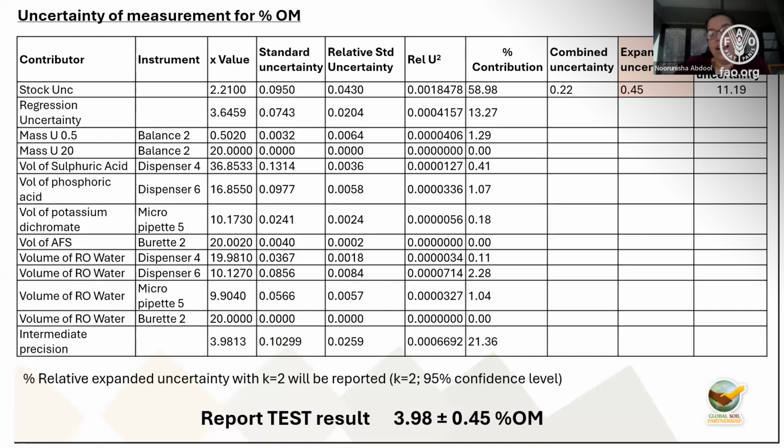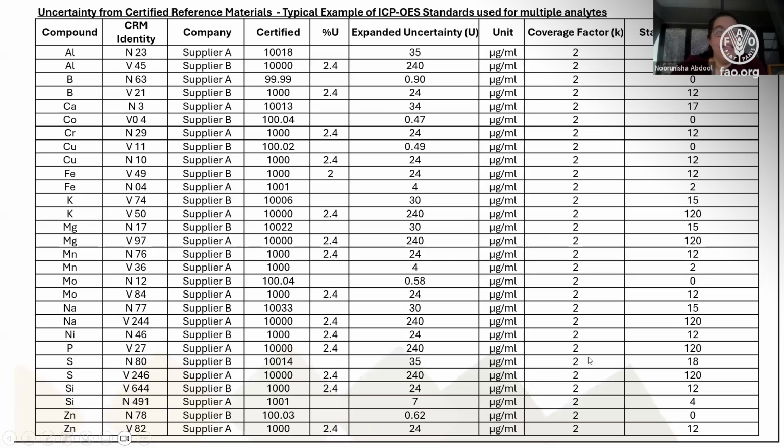The block you see highlighted here where it says expanded uncertainty 0.45 is what we calculated. And in my method validation, I am going to have this statement: percentage relative expanded uncertainty with K equals 2 will be reported, where K equals 2 is a 95% confidence limit. And then on my reports to clients or internal places, test result value plus or minus that expanded uncertainty that you got out of your table, your units, and what your analyte is.